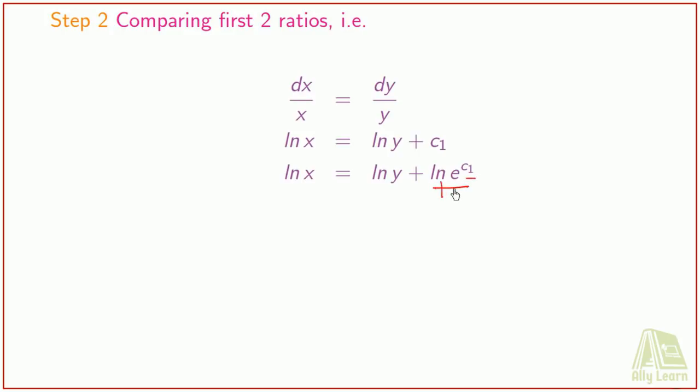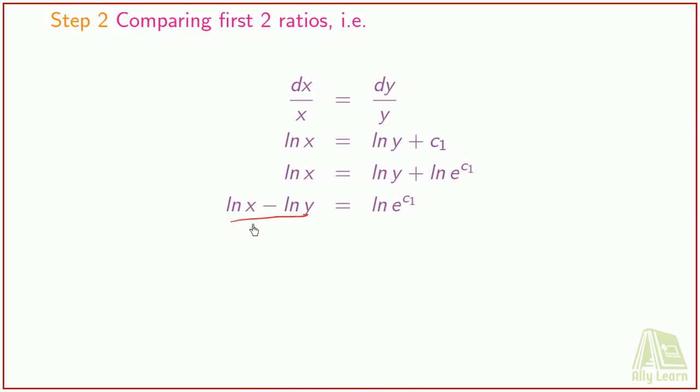This natural log and this exponent function are inverse functions of each other, so on applying, they cancel each other and we get only C1. So we can write C1 in this form. The intention of writing C1 in this form is that we want to express our solution in a simpler manner. So we take this natural log y onto the other side, and we get natural log x minus natural log y equals natural log e to the power C1.